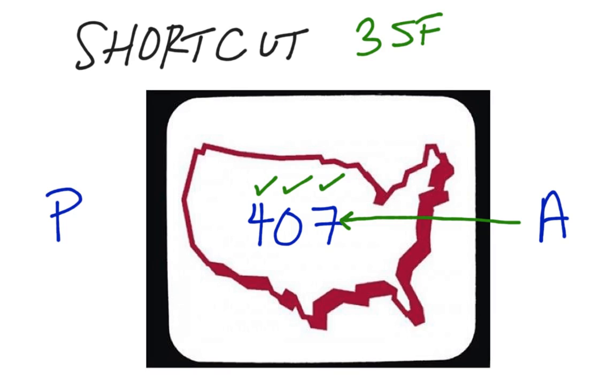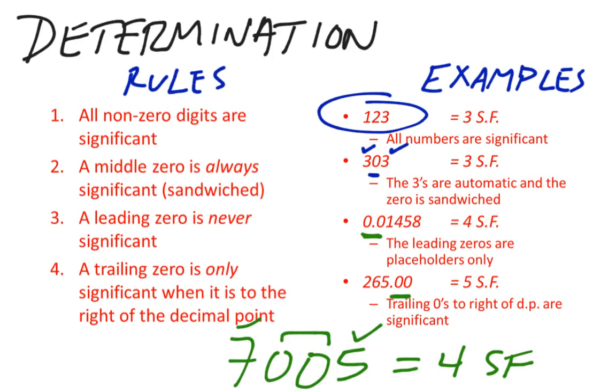If we were to look back at the rules, we would see that the 4 and the 7 are automatics because they're non-zeros. That's rule number 1. And that 0 between the 4 and the 7 is significant because it's sandwiched between 2 significant values.